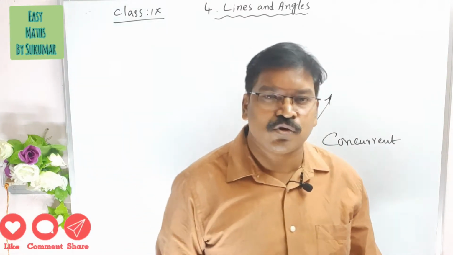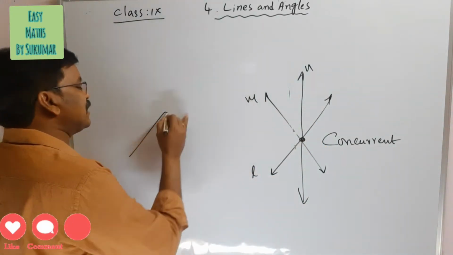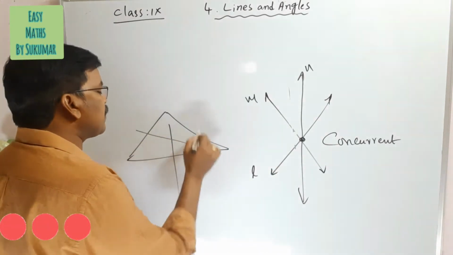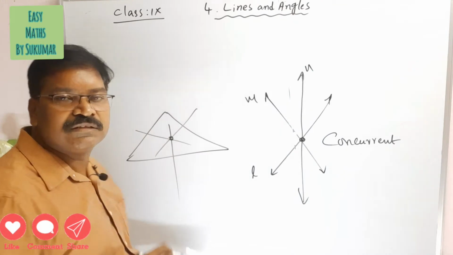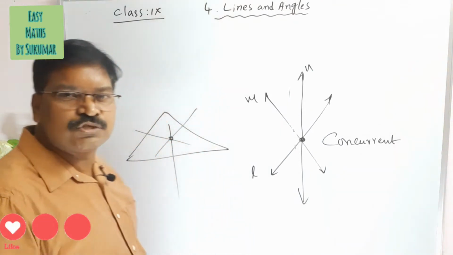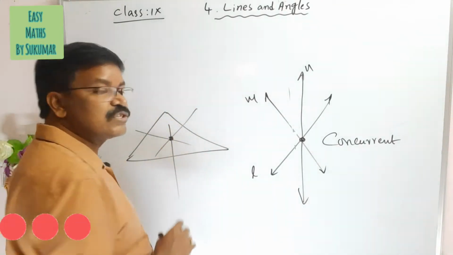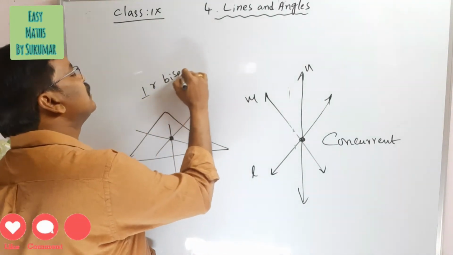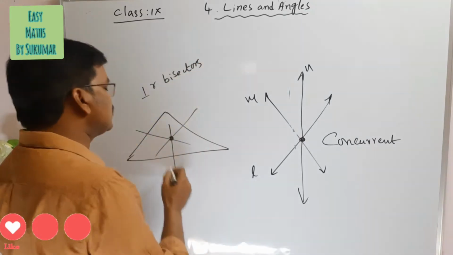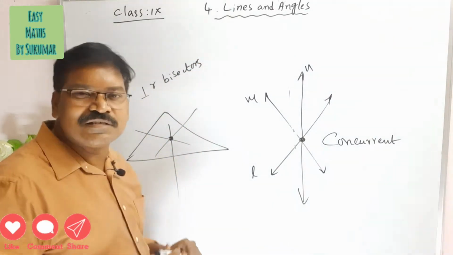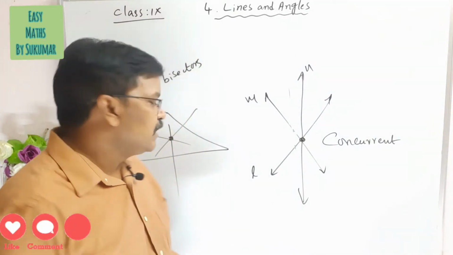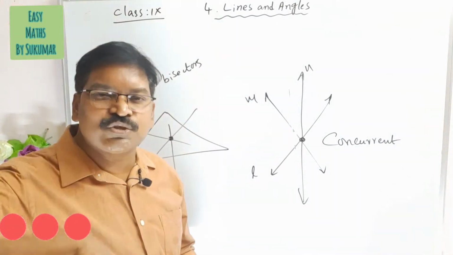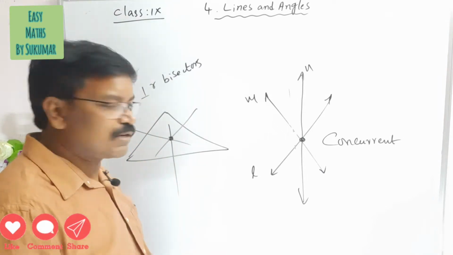See, my dear students, you know triangle. If you draw the perpendicular bisectors of the triangle, you can draw three perpendicular bisectors. These perpendicular bisectors are concurrent lines. Why? These three lines pass through the same point. This point of concurrence is called circumcenter. And if you draw a circle which passes through the three vertices, that is called circumcircle.